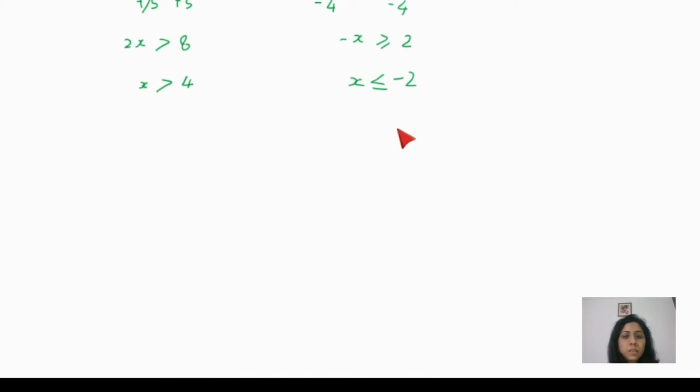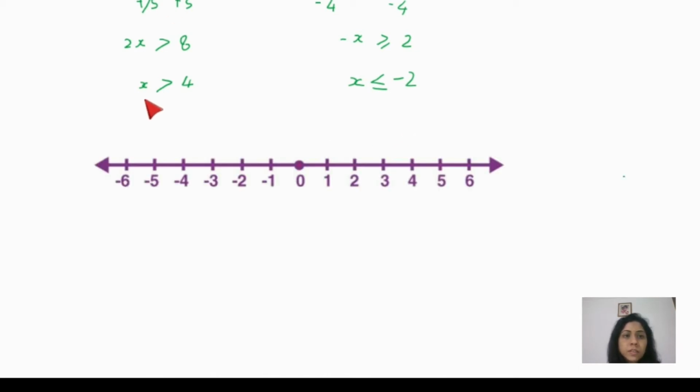We can represent this on a number line. Here is given x greater than 4. 4 is this, and here just a greater than sign. It means we can write this parenthesis. Means here 4 is not included. Okay, curved bracket, and more than 4, it means this one.